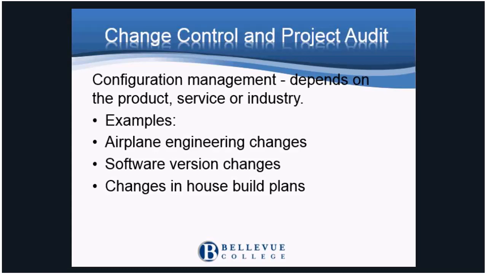Another example is how changes in house plans occur. In the construction industry, engineering changes need to be identified and reviewed, not only by sponsors or customers of the project, but also by those doing the inspections. The process for making changes in house building plans is part of configuration management. Configuration management is highly dependent on the type of industry. Some industries do not even have configuration management because there are no configurations or versions to deal with.